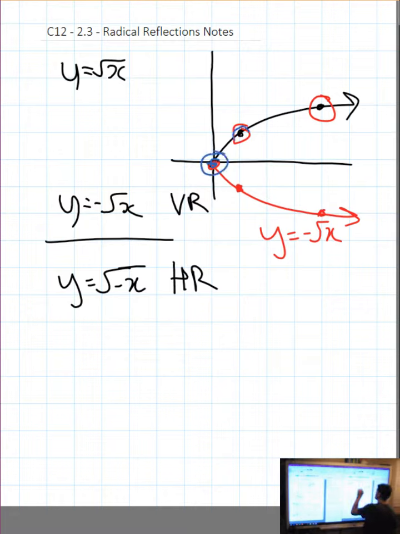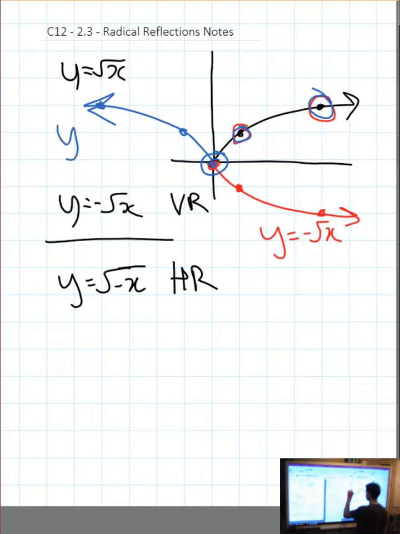And if I take this point here, and it has an x value of 1, and I multiply it by negative 1 for a horizontal reflection, 1 times negative 1 is negative 1. And an x value of 4, if I multiply by negative 1, I get negative 4, and I get a horizontal function reflection, y equals root negative x. So we've seen vertical reflections and horizontal reflections, and in the notes you can see a vertical reflection and a horizontal reflection.